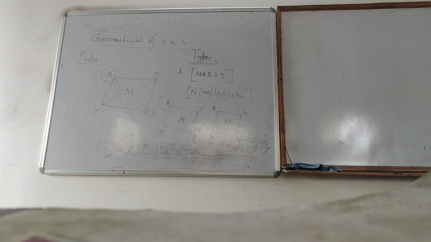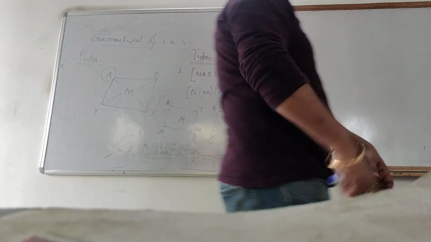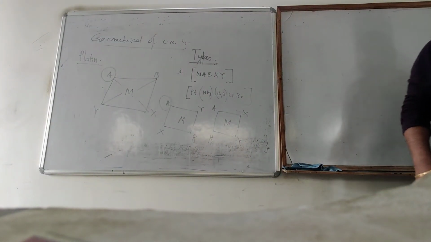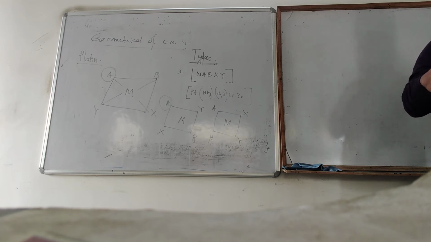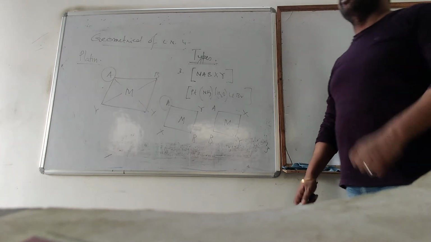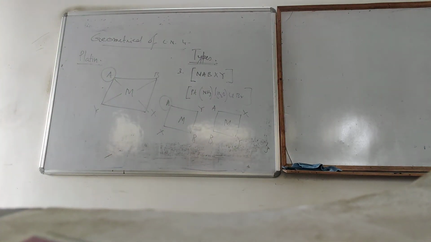So how many isomers are possible? 3 isomers are possible, and they are trans with respect to a specific ligand. Clear? But we cannot say that this is the cis isomer or this is the trans isomer. These are 3 geometrical isomers that are possible. Understood? So this is the geometrical isomerism. This is all about geometrical isomerism for coordination number 4.